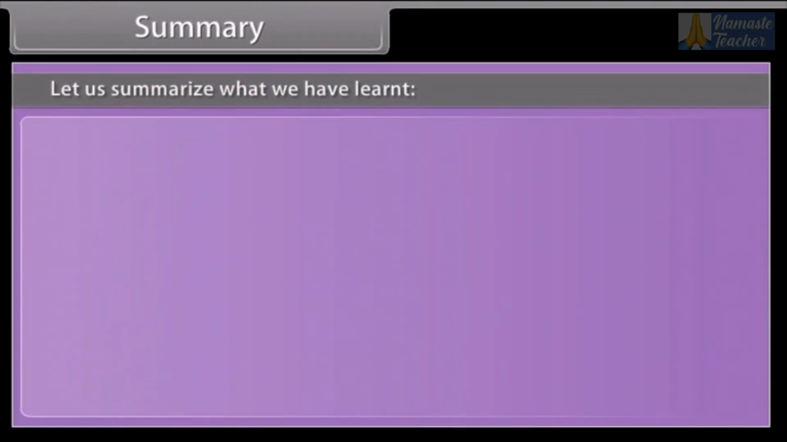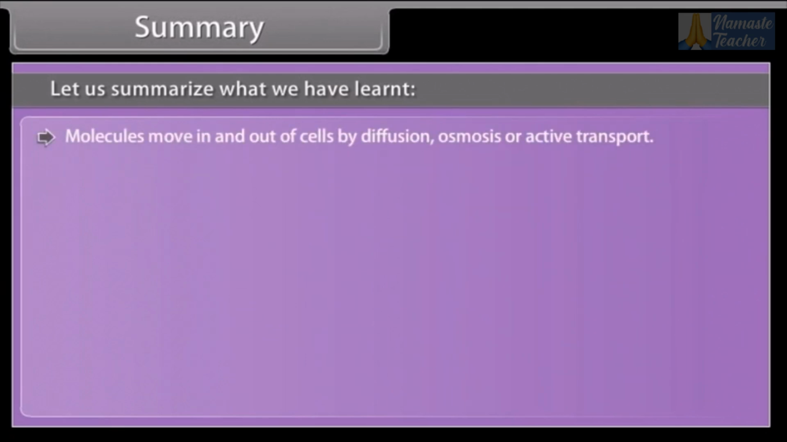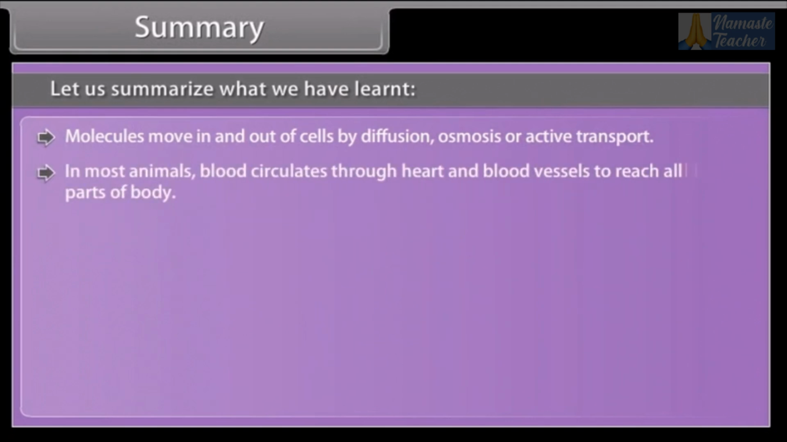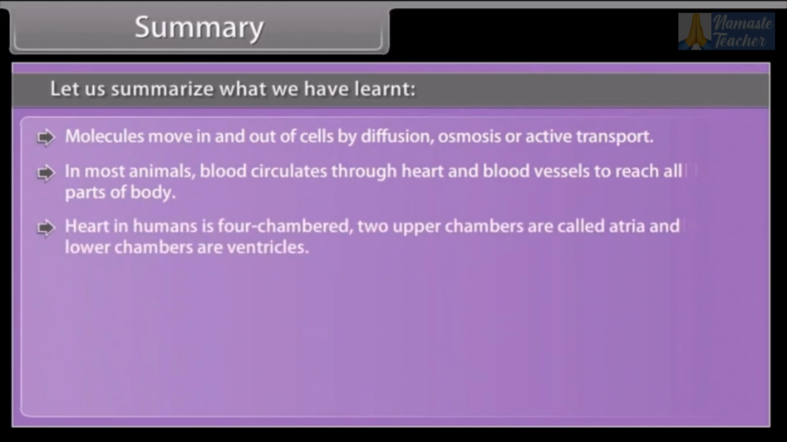Summary. Let us summarize what we have learned. Molecules move in and out of cells by diffusion, osmosis, or active transport. In most animals, blood circulates through heart and blood vessels to reach all parts of body. Heart in humans is four-chambered. Two upper chambers are called atria, and lower chambers are ventricles.